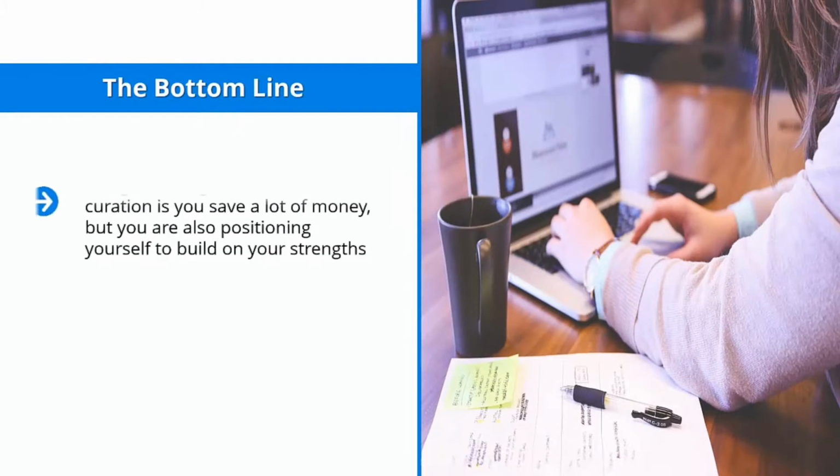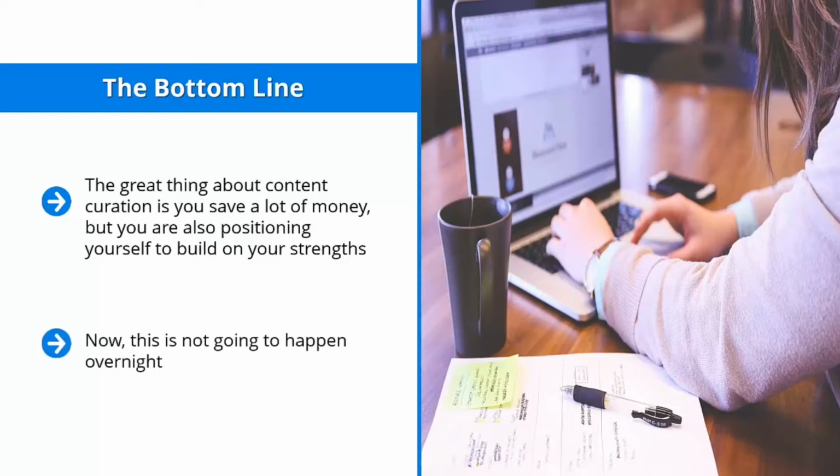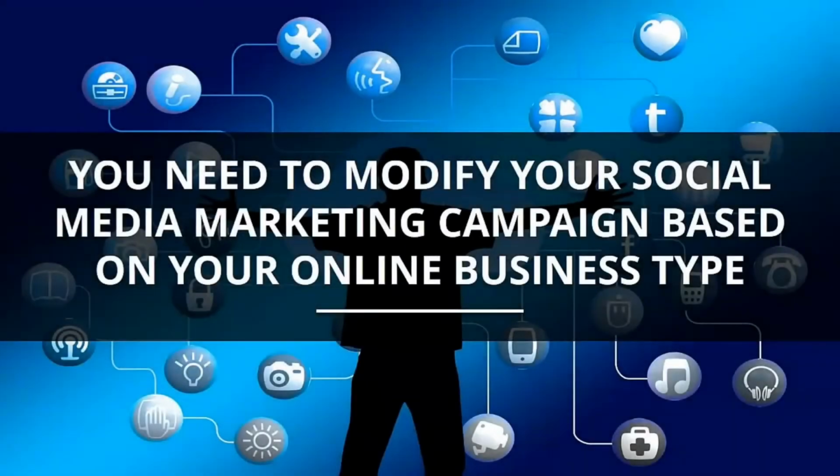The bottom line, the great thing about content curation is you save a lot of money, but you are also positioning yourself to build on your strengths. You focus on things that you're doing right and figuring them out so that you can predictably produce successful content. Now, this is not going to happen overnight. You have to keep experimenting until you find the right themes that consistently work with your audience. You need to modify your social media marketing campaign based on your online business type.